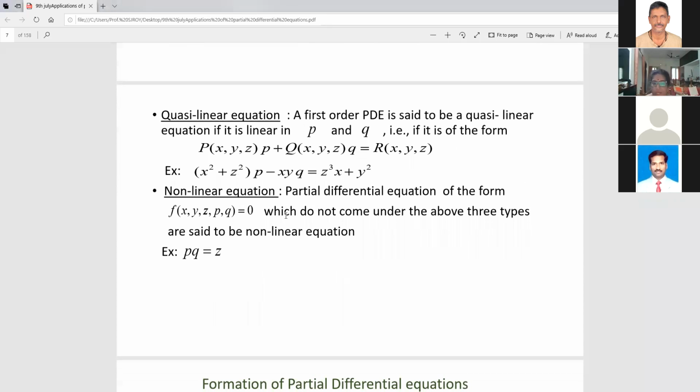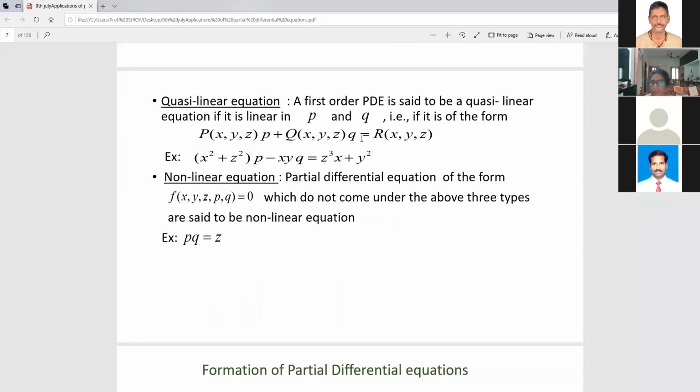So what do you mean by quasi-linear? If you have an equation that is linear in P and Q, where P and Q are functions of X, Y, Z, that is very simple. If you have any equation which is a function of X, Y, Z, P and Q which does not belong to the above category, that is called non-linear.